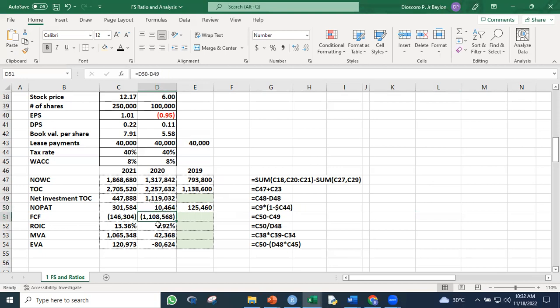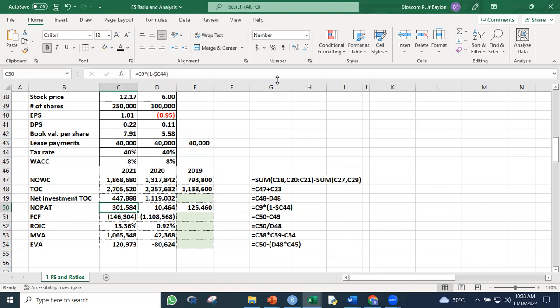We can say that this performance in 2020 was not good, it was bad, because in the first place the operating profit was very low. In fact, it went down compared to 2019. The company was able to recover, however, in 2021. All right, so that's the free cash flow.